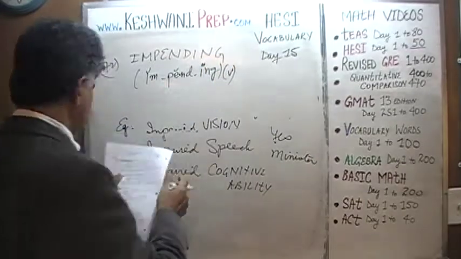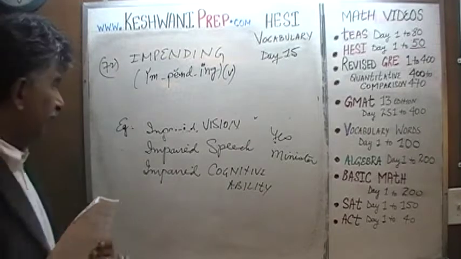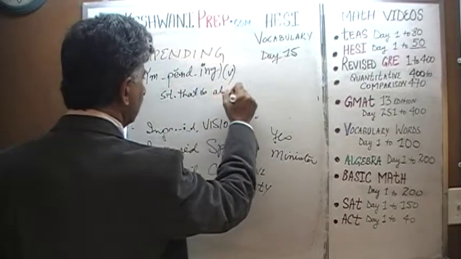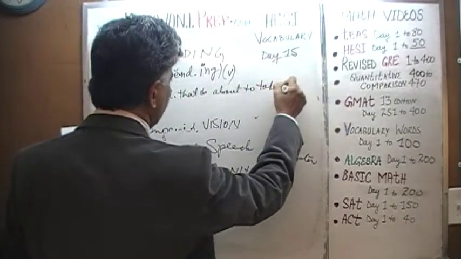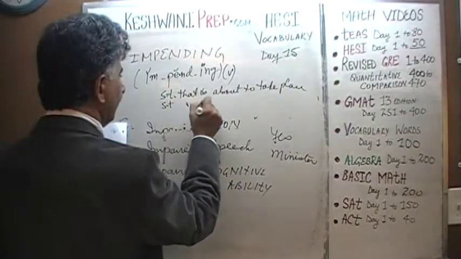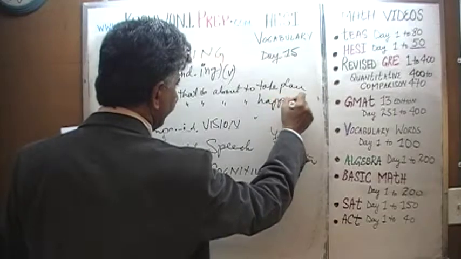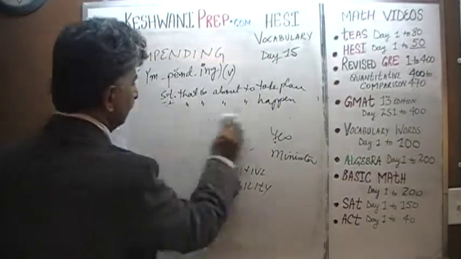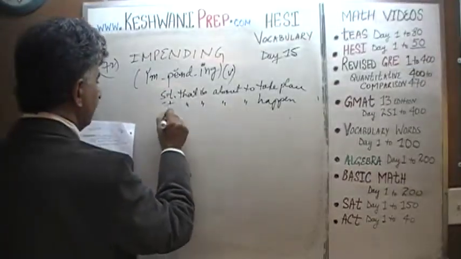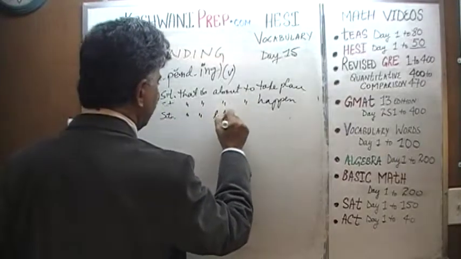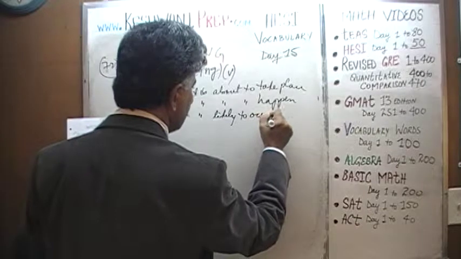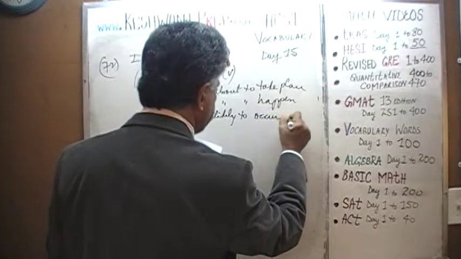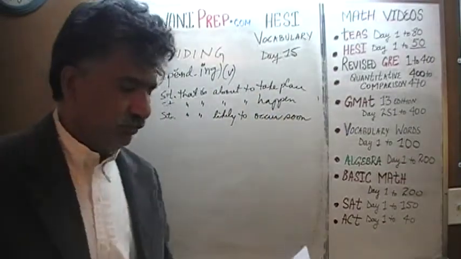Impending. It's a word. Impending simply means something that is about to take place. Something that is about to happen. Something that will occur soon. Something that is likely to occur very soon.